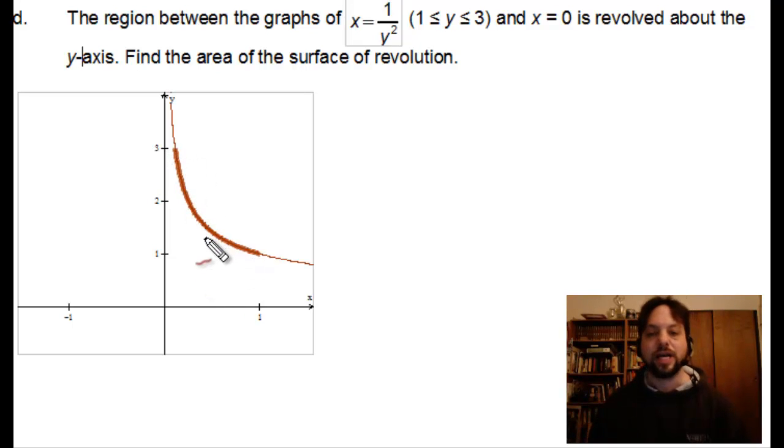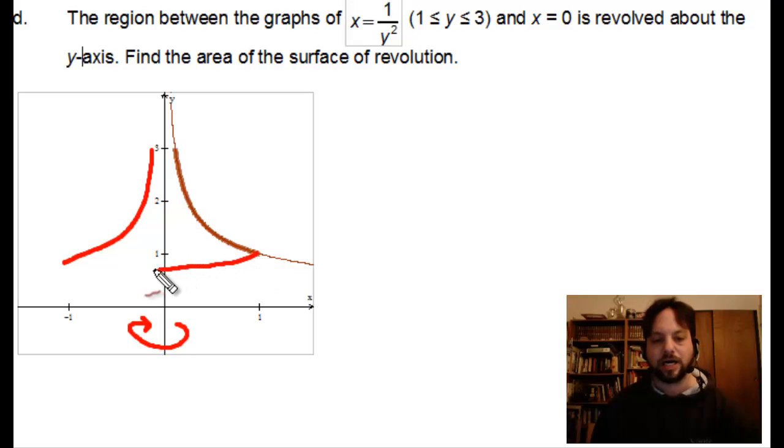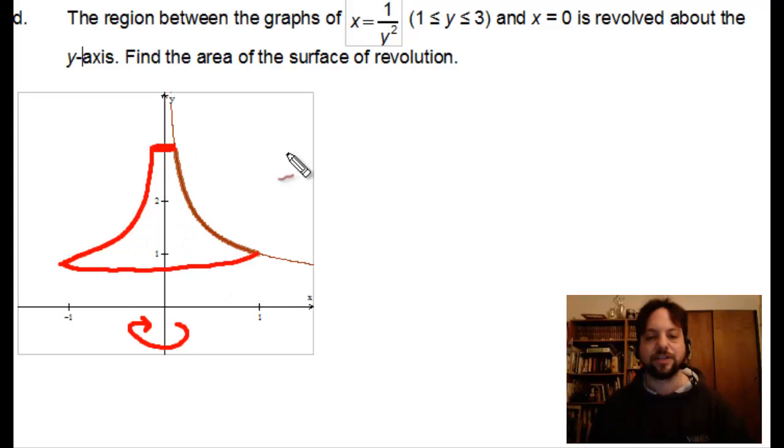And what we're going to do is take the region bounded by that and the curve, if you like, x equals 0, and we're going to revolve that around the y-axis. And when we do that, what we should end up with is a surface that looks more or less like this. It's almost kind of like a funnel, if you will. So what is the surface area of this funnel?